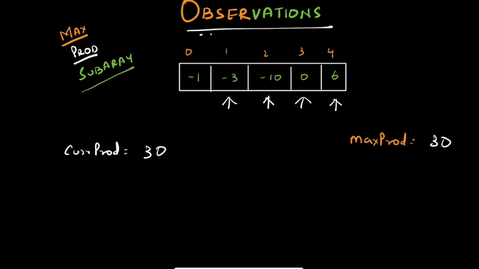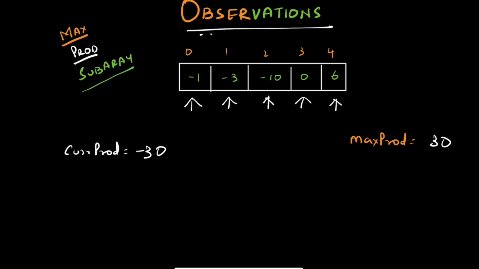And finally, at index 0, the element is minus 1. So we'll multiply 30 into minus 1, which results in minus 30. So we'll update 30 to minus 30 and check whether minus 30 is greater than 30. No. So we'll not update the maximum prod.